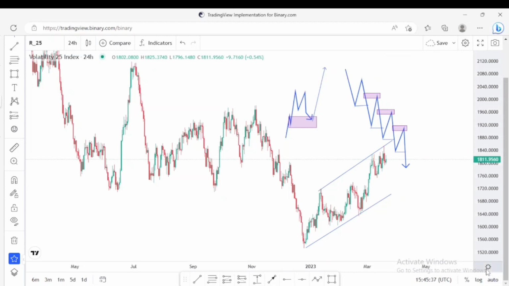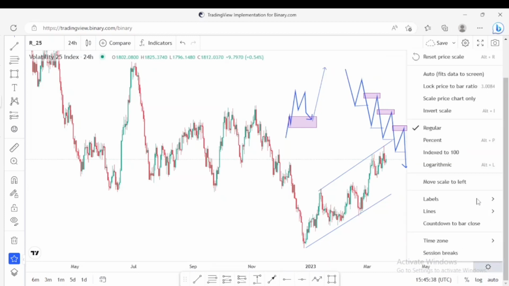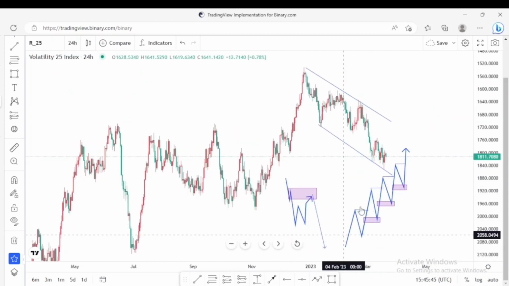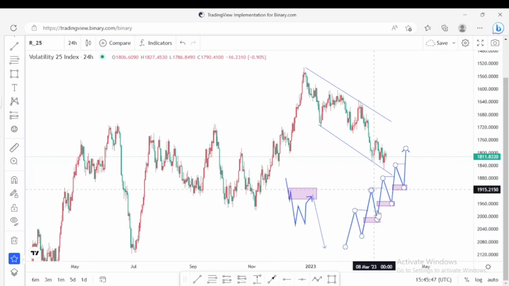So let's say you want to change this to upside. The upside is giving you higher highs, higher low, higher highs, higher low, higher highs, and higher low. So you'll be taking trades from your demand zones. Demand zones are your opportunity to give you buy setups.